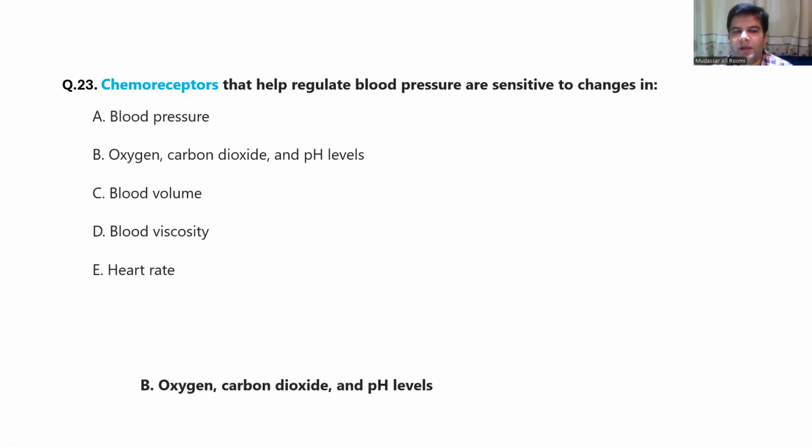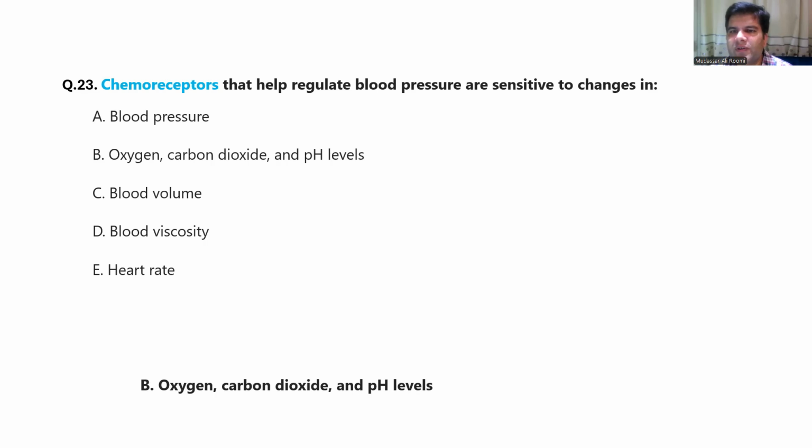They are sensitive to changes in oxygen, carbon dioxide, and pH level. So when the oxygen level becomes low, carbon dioxide is high, and pH is low, which means the hydrogen level is also high, then the chemoreceptors in the carotid bodies and aortic bodies are stimulated and they regulate our blood pressure. Chemoreceptor reflex, just like baroreceptor reflex, is also a short-term mechanism to control our blood pressure.